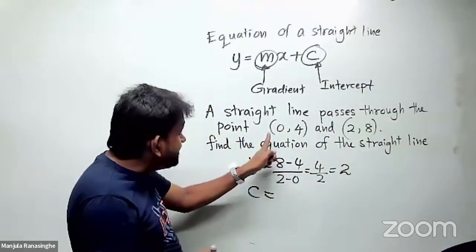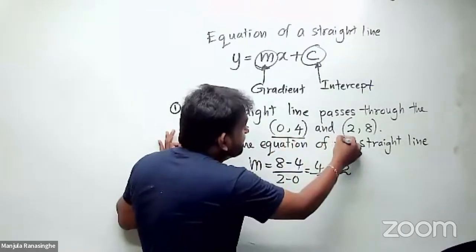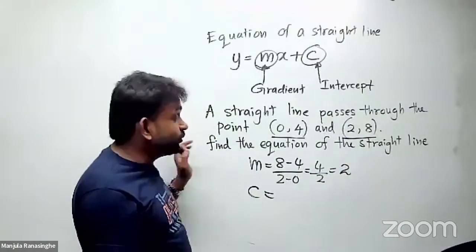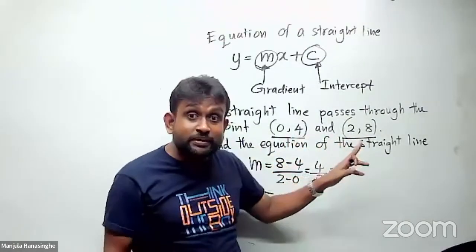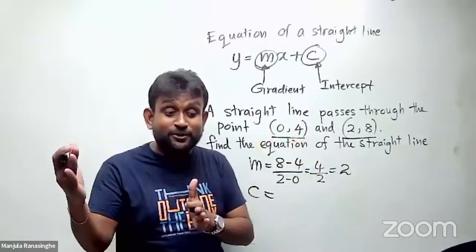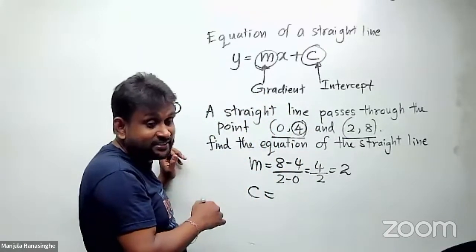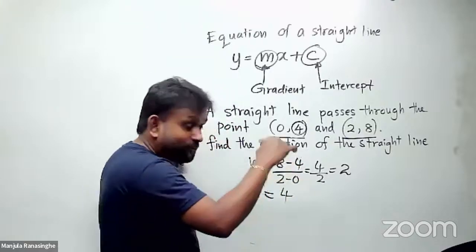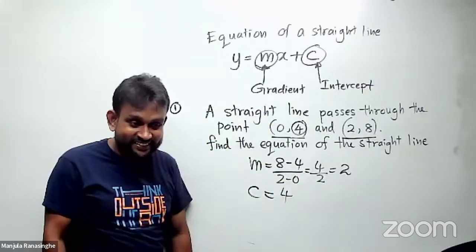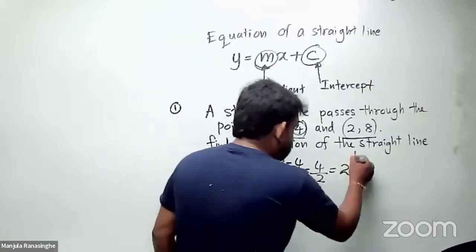I told you, read the coordinate correctly. So they are 0 comma 4, 2 comma 8. You see that 0 comma coordinate. That means the second value in 0 comma 4 is the intercept. So intercept is 4.